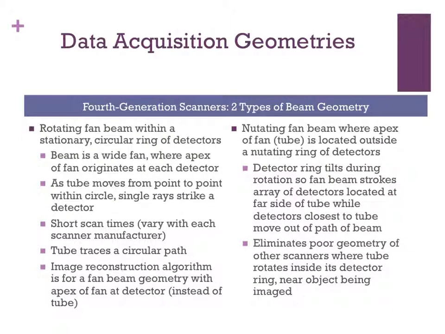There are 2 types of fourth generation scanners, regarding the type of beam geometry for each of them. First, we will discuss the rotating fan beam. Here, the rotating fan beam is within a stationary circular ring of detectors where each detector gives rise to a fan. The beam is a wide fan where the apex of the fan originates at each detector. As the tube moves from point to point within a circle, the single rays strike a detector. This results in short scan times, which vary with each scanner manufacturer, and the tube traces a circular path.